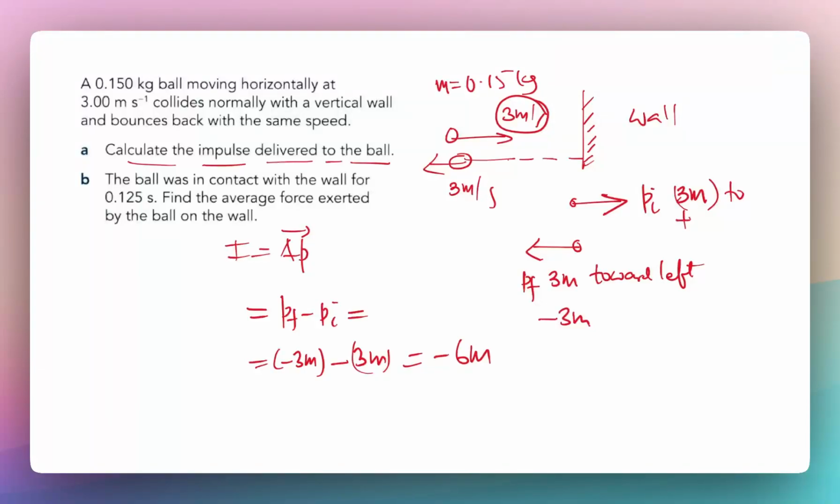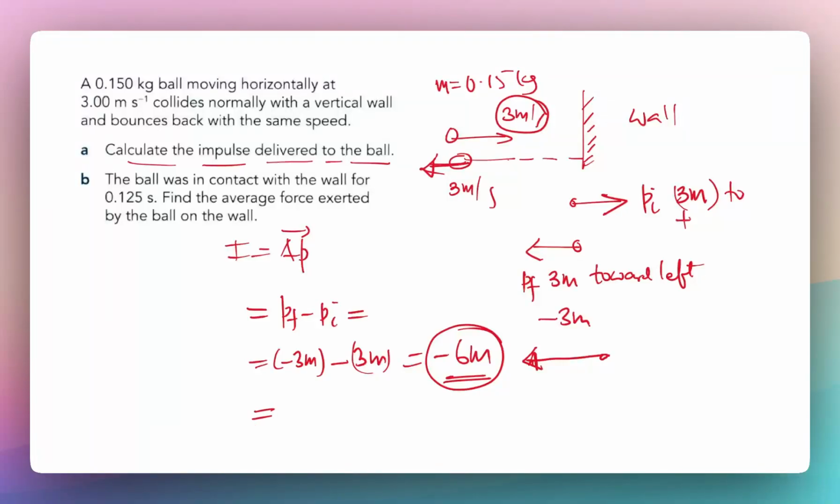Which is suggesting that the momentum has actually changed by this much amount in this direction. The final momentum was going in the other direction. So the net change is minus 6m, and that is going to be equal to the impulse, and it also gives us the direction of the impulse. So it is not 0, but double.